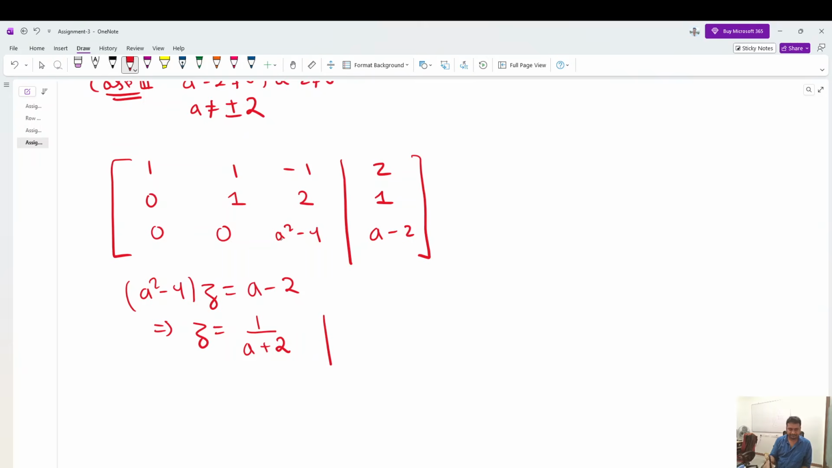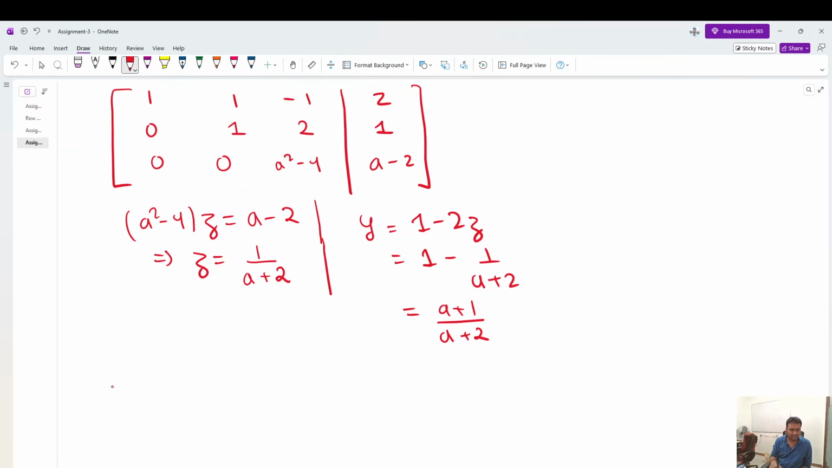Okay. And from the second equation, what you have? Y is equal to 1 minus 2z. So meaning 1 minus 2 upon a plus 2, which is, you guys are better than me in calculation, so a by a plus 2, I guess. And from the first equation, what you have? X plus y minus z is equal to 2. So this means x is equal to 2 minus y plus z. You substitute these values here. I'm not doing it. I'm very lazy in calculations.